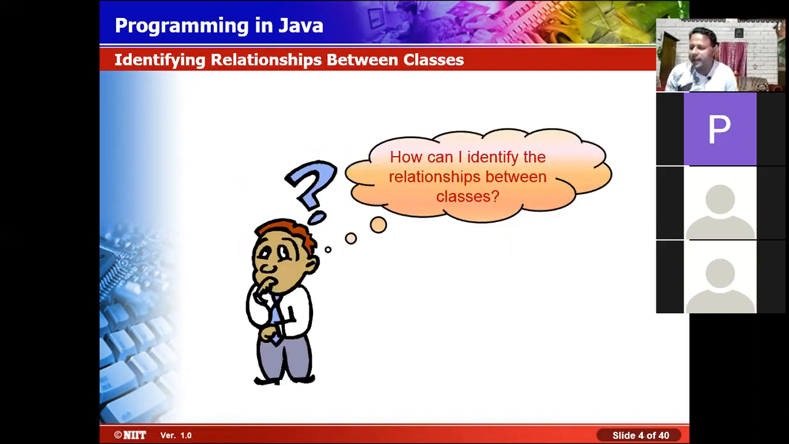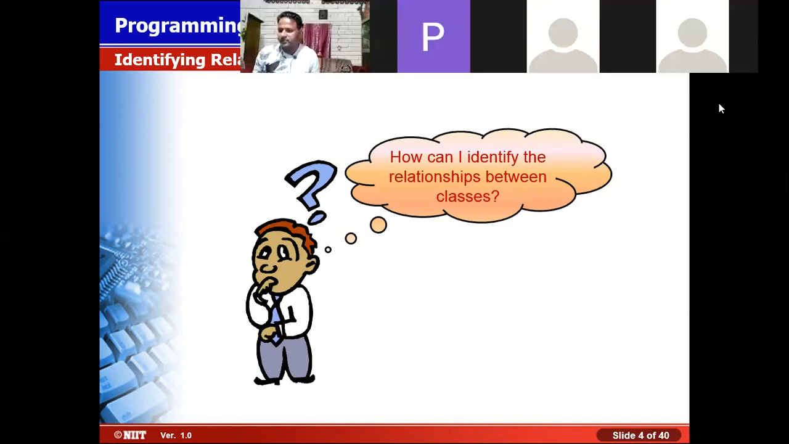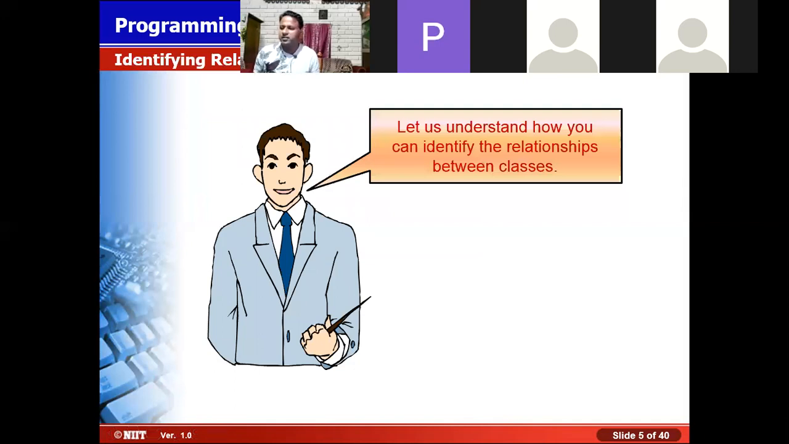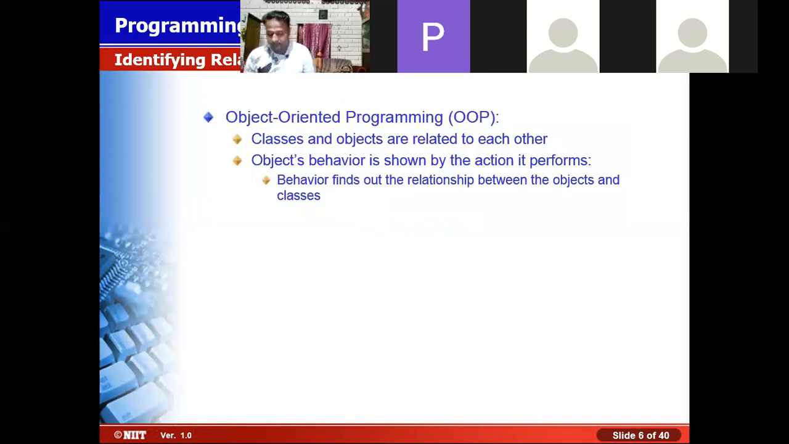So how can I identify the relationship between the classes? How do you have to identify it? Let us understand how you can identify the relationship between the classes. The class and object are related to each other. From the behavior, you can understand what is the relationship between the two persons.